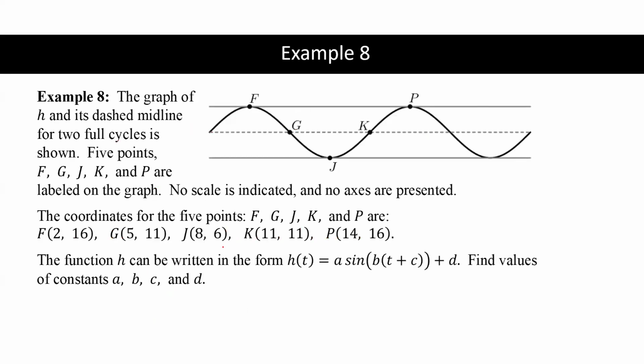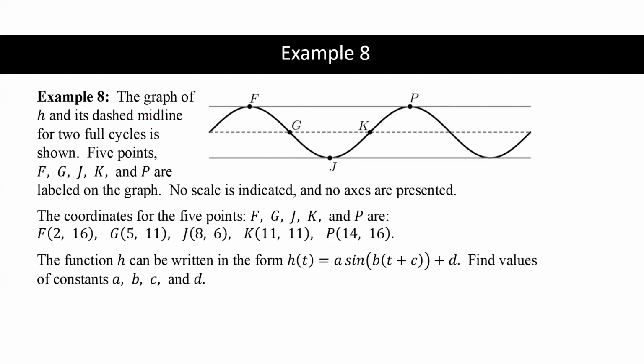So for example 8, we have our tried and true FRQ problem here. However, this time you're given your F, your G, your J, your K, and your P, and it wants you to analyze it as a sine function. Tell me what would be my A, my B, my C, and my D to satisfy these points.